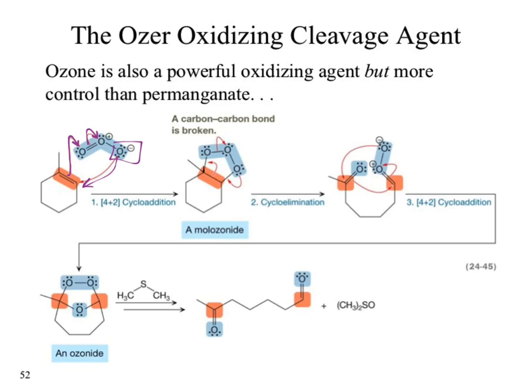So, for instance, could I show one wedged and the other dashed? No. What would I need to show? Both dashed or both wedged. So the stereochemistry isn't bad. They just need to be on the same side.